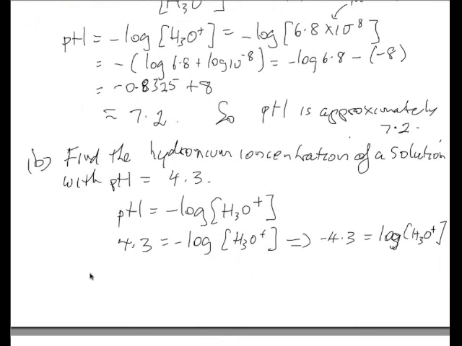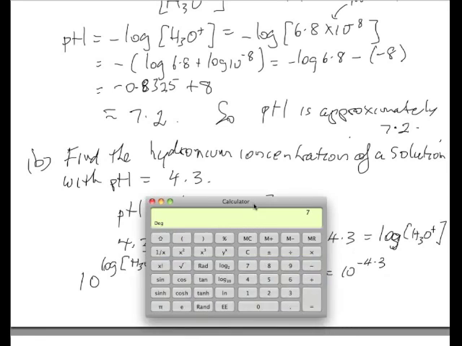Well, we take a power of 10. So if I take the power of 10 of the log of the hydronium concentration, and we take 10 to the negative 4.3, then the exponential of 10 undoes the log in base 10. So this implies that the hydronium concentration is actually equal to 10 to the negative 4.3. When we do that, of course, we're going to need to get our calculator.